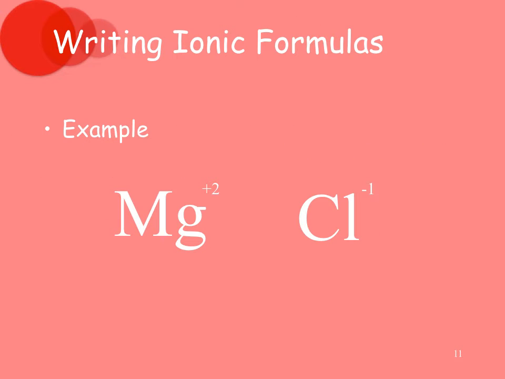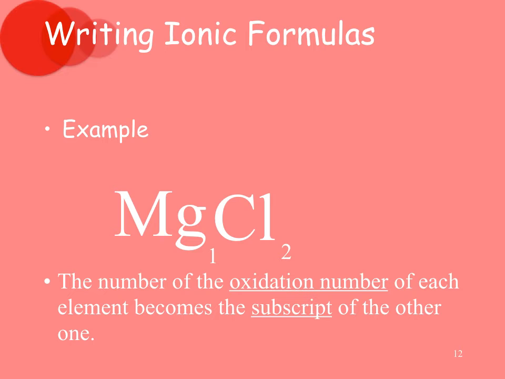So we have magnesium with a +2, Cl with a -1. We draw an arrow and take our 2 down. We don't literally have to draw an arrow, but we often do, and write the 2 as a subscript, meaning written down low, smaller, behind the symbol. The 1 would come down, and we don't really have to write the 1, but the oxidation number of each element becomes a subscript of the other one. So as of right now, if we crisscross, we would have Mg1, Cl2.